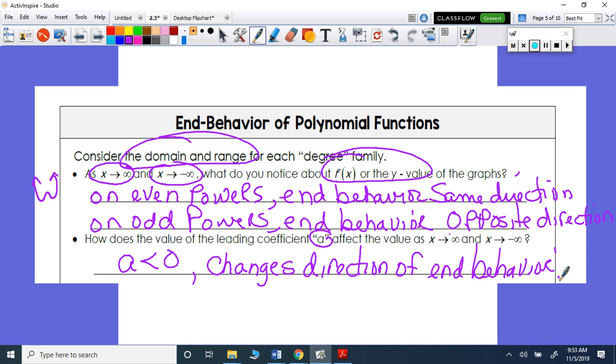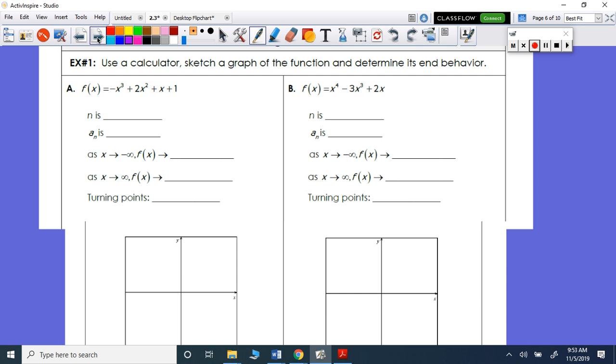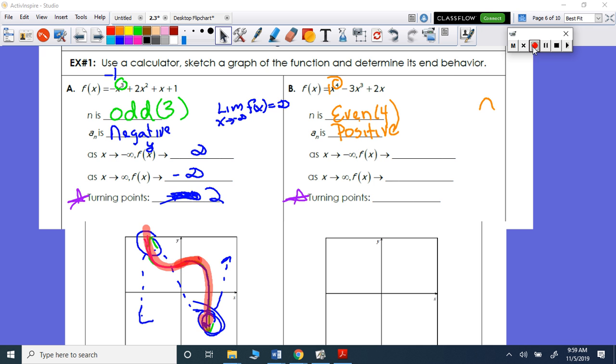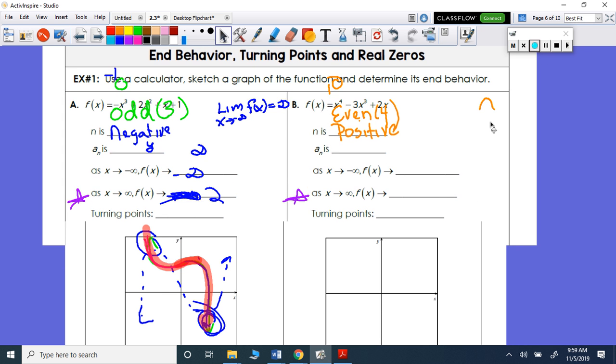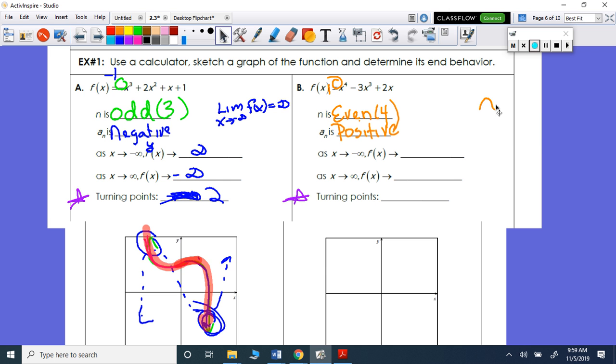Alrighty, so what you're going to do with your groups is look at A and B. But we are going to hold off for right now on the turning points. I'll discuss those with you. But you should use your calculator, sketch the graph, and determine the end behavior. I'm going to give you about 2 minutes. Should resemble something, wow. Whoa, I feel like I'm getting car sick. It should resemble something like that.